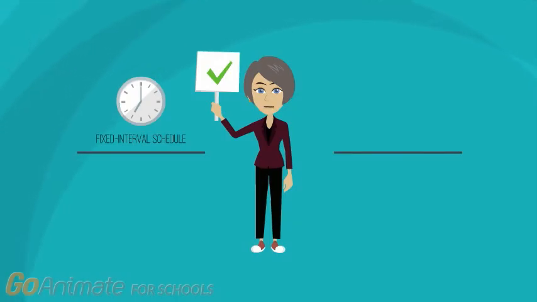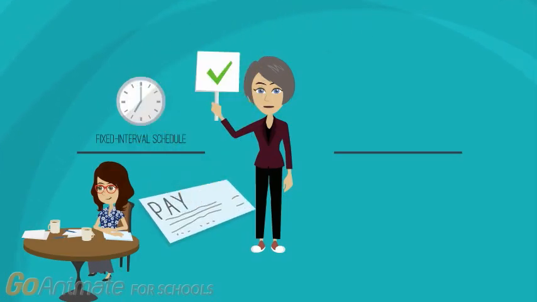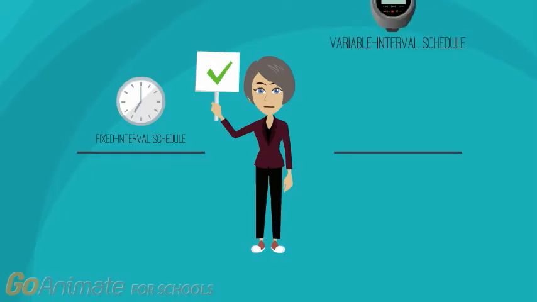In a fixed interval, we reward behavior after a set amount of time. This type of schedule exists in payment systems when someone's paid hourly. No matter how much work the person does in 1 hour, that would be the behavior, they get paid the same amount. That's the reinforcement.